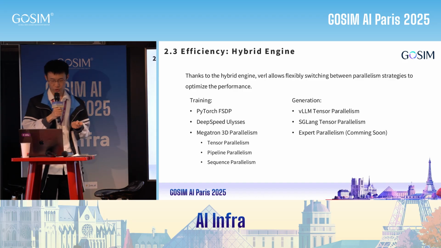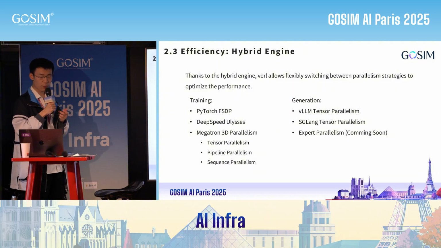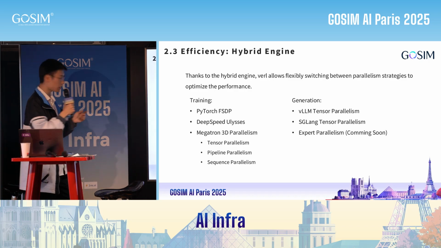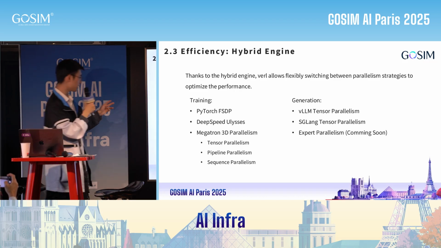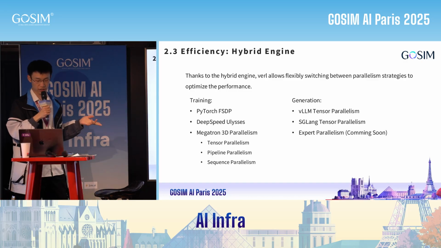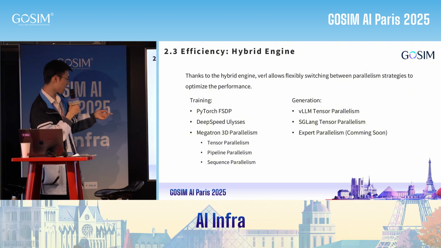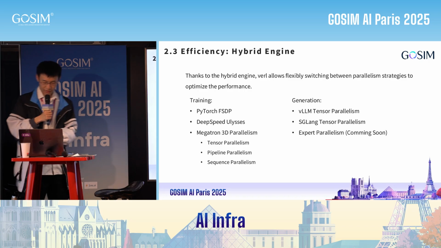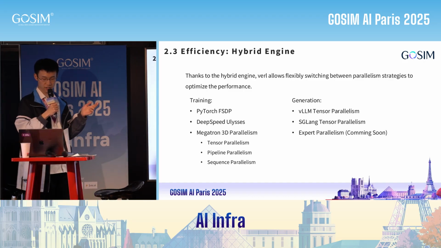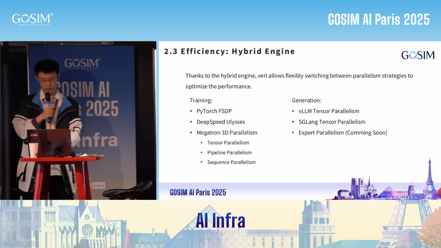Fortunately, with the hybrid controller, verl supports leveraging different parallel strategies to maximize the hardware performance. Among them, the parallel strategies for training include PyTorch FSDP, DeepSpeed Ulysses sequence parallelism for long sequence training, and Megatron's 3D parallelism, including tensor parallelism, pipeline parallelism, and sequence parallelism. As for the parallel strategies during generation, tensor parallelism and expert parallelism of vLLM and SGLang are also supported.